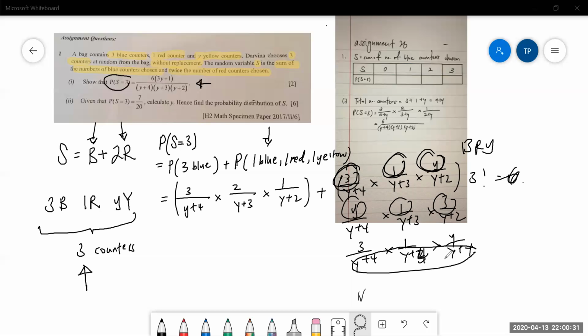Okay, there's a difference between with replacement and without replacement. With replacement, the denominator will always be the same. Like over here, it will be y plus 4 times y plus 4 times y plus 4.